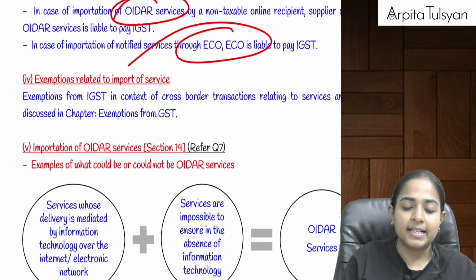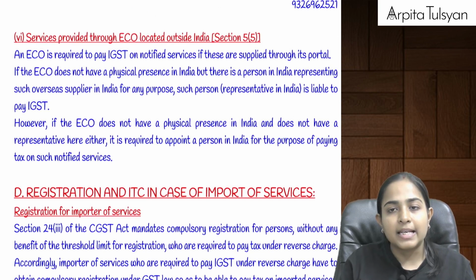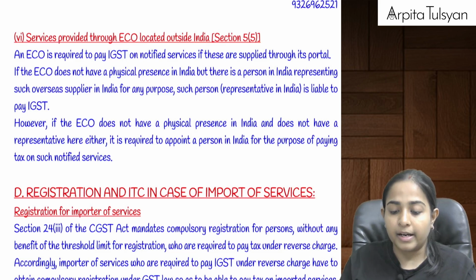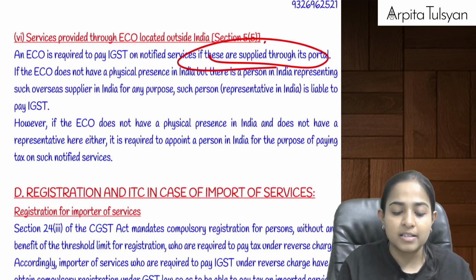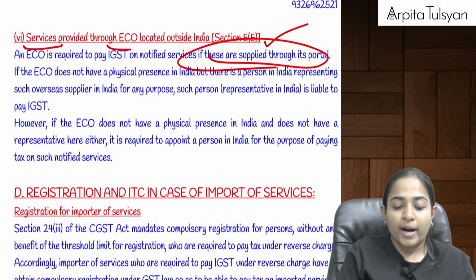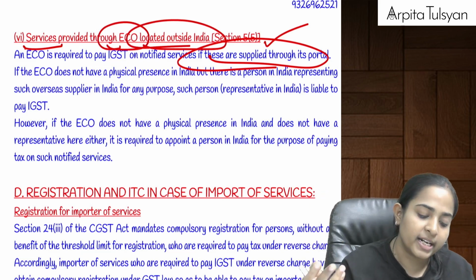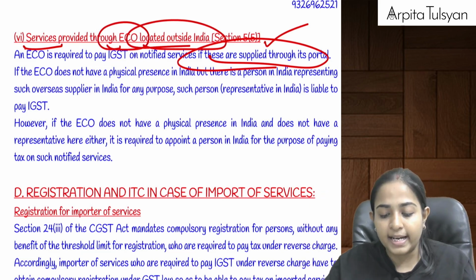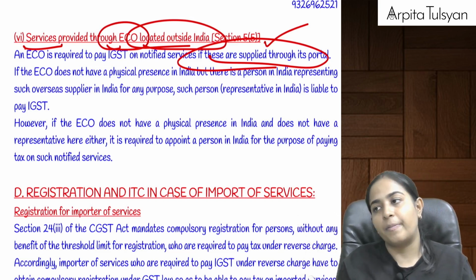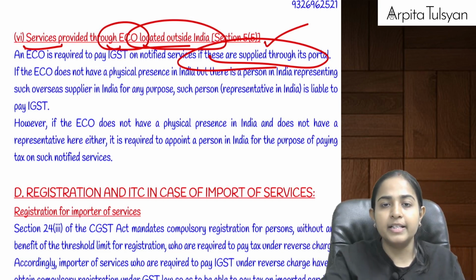Okay, and the last point is about e-commerce operator. If there is any particular person who is importing any services through an e-commerce operator, and if the e-commerce operator is providing these services through its portal, and the e-commerce operator is located outside India, and through that we are receiving any services, then in such a case the tax liability is going to be on the e-commerce operator. He is required to get himself registered here in India. Are you clear with this?